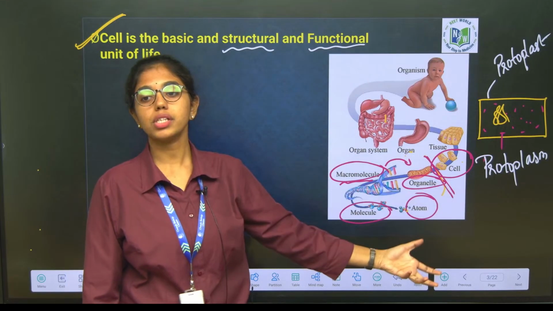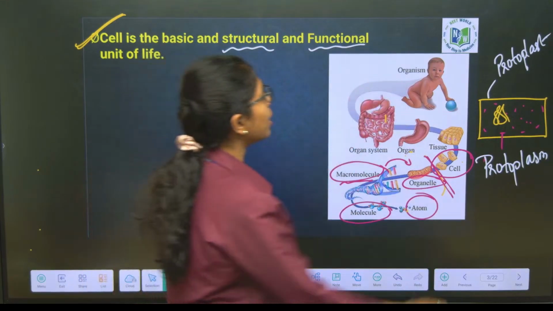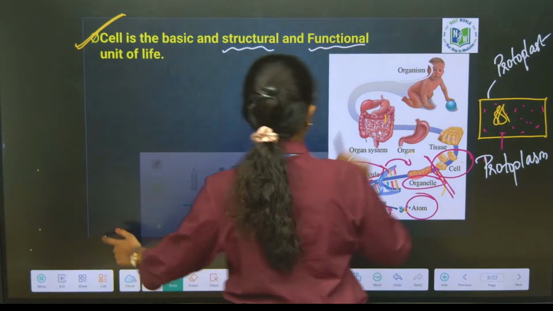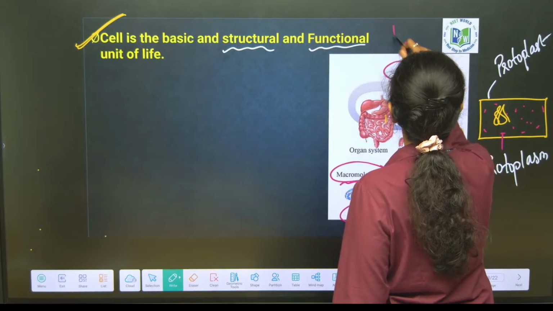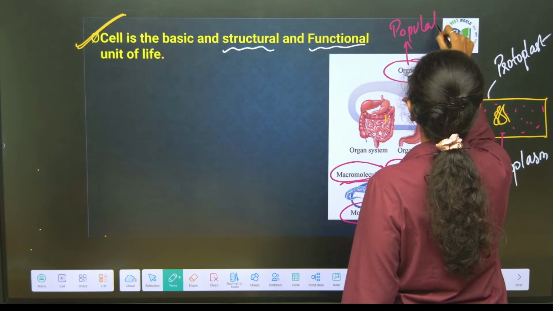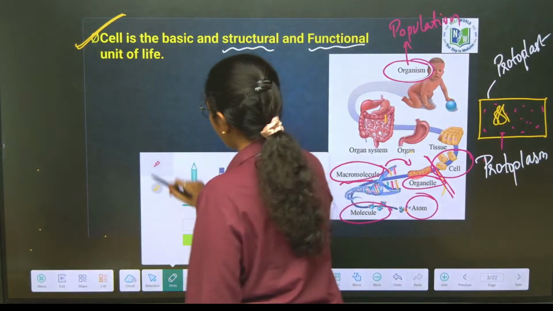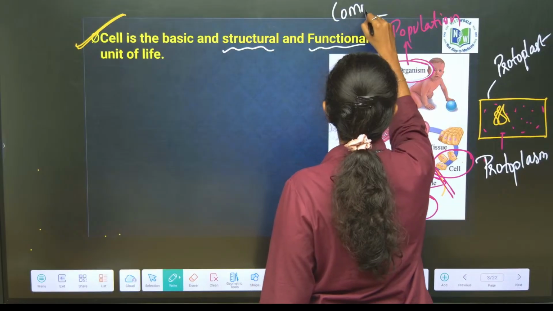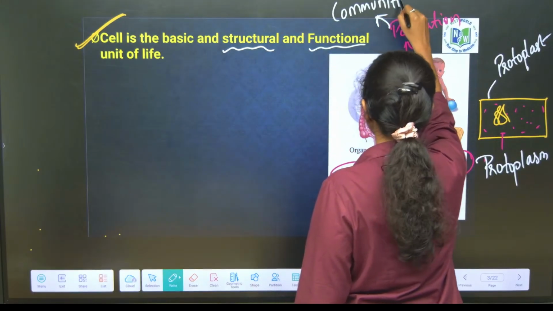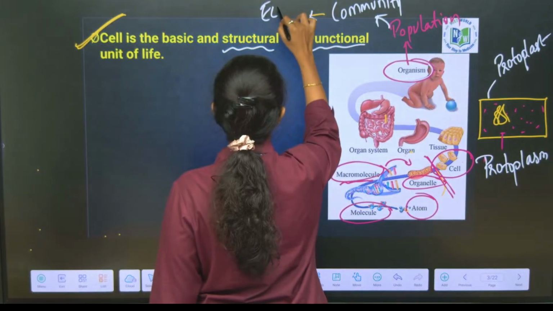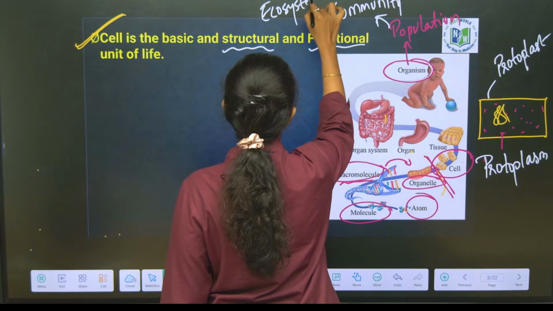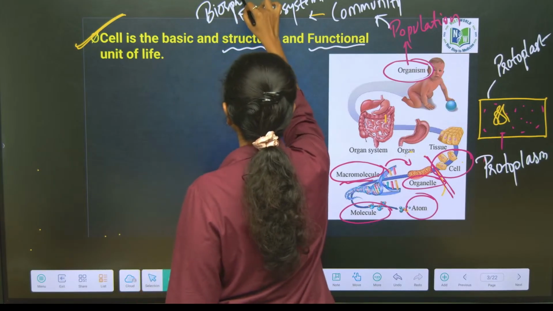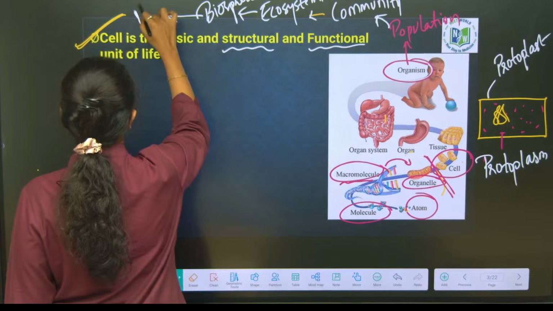And if you consider the ecology, a group of similar organisms will give you what? Population. Okay, a group of similar organisms will form a population. Different populations will interact to form what? Community. Different communities will form an ecosystem. Ecosystems will interact, forming what? Biosphere. Different biospheres will form biome.